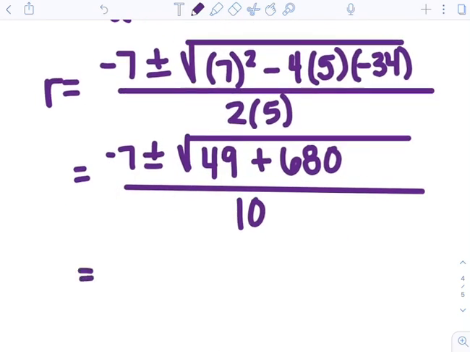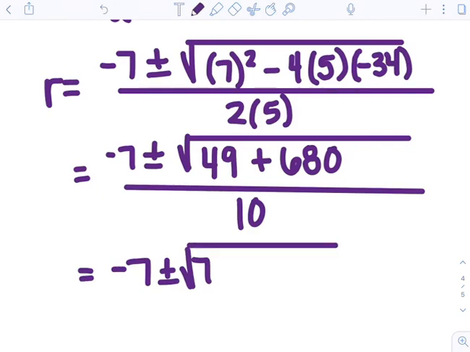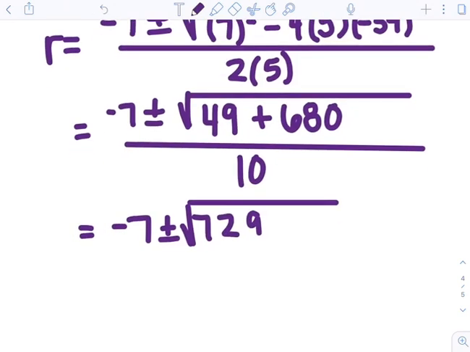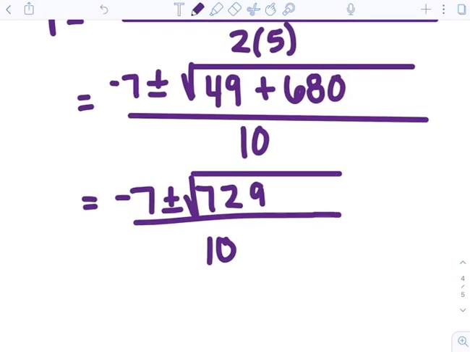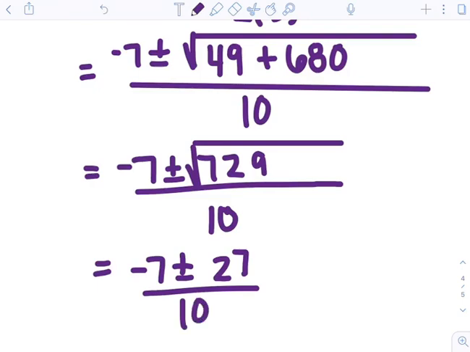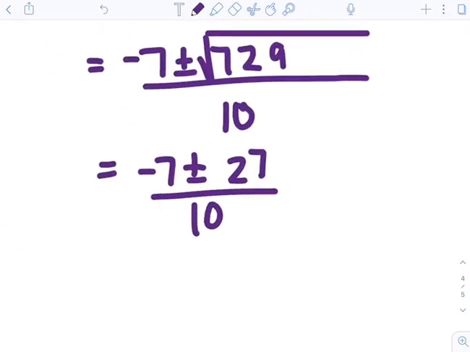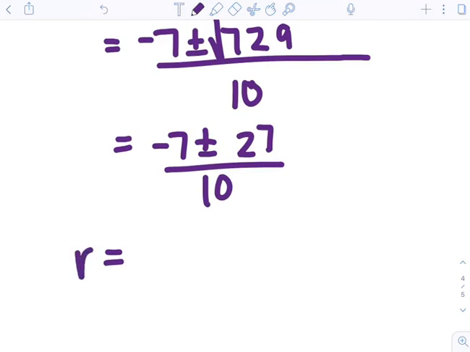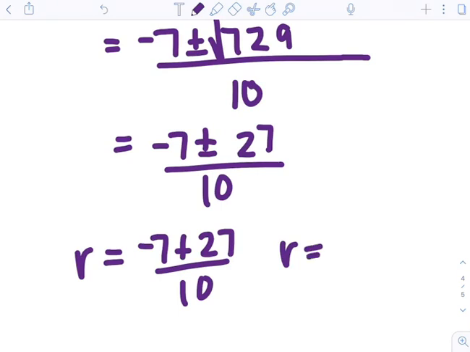So now I'm going to keep combining inside of the square root. So negative 7 plus or minus 680 plus 49. I get 729 again, all over 10. So from our last example, I know that 729 is a perfect square. So I could take the square root of 729. I'm going to get plus or minus 27 over 10. Okay, because I can combine negative 7 and 27, I'm going to split this up into my two answers. So negative 7 plus 27 over 10, and then I'm going to do negative 7 minus 27 over 10.